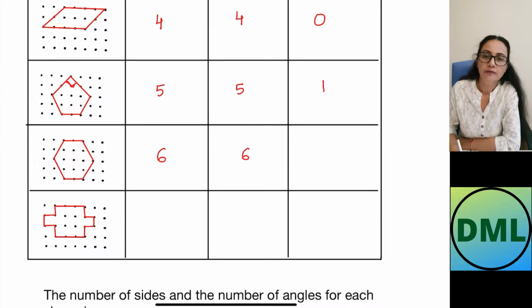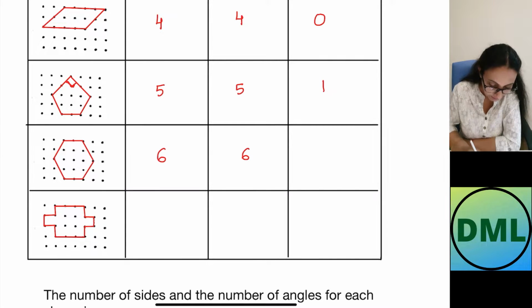How many right angles do we have? Can we see that? How many right angles do we have? 0, right? Can we see that? Is this line perpendicular to this one? No. Is this line perpendicular to this one? No. This line is also not perpendicular to this one.